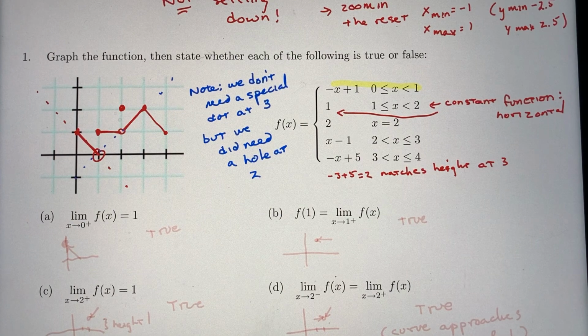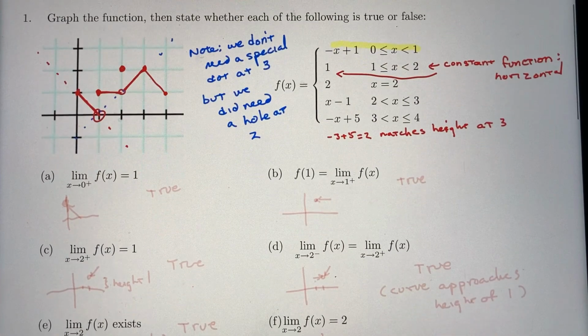So limit as x approaches 0 from the right. Let me just draw that little bit. We're approaching 0 from the right. And what height are we approaching? 1. So this one is true. Okay. Does f of 1, which is here, equal the limit as x approaches 1 from the right? Yes, it is.